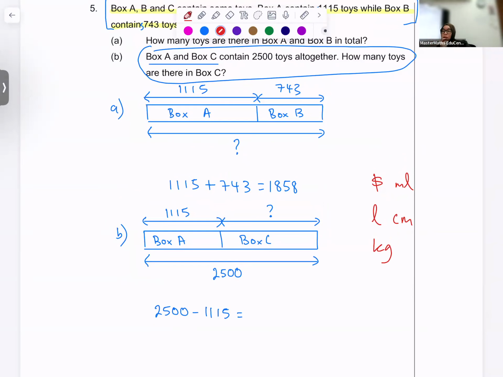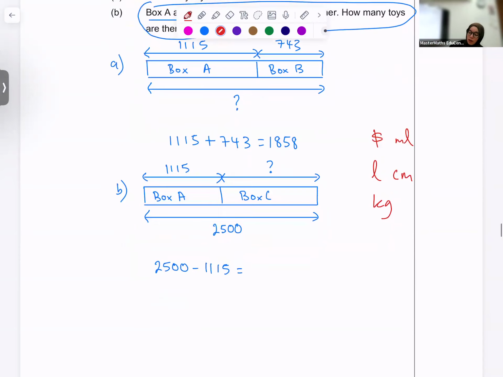Naila, do you have the answer for B? Do you need help? Okay, come, let's work it out together, okay? So, for B, 2,500 minus 1,115. Okay, let's work this out together. Okay, first, Naila, 0 can minus 5 or not? Cannot. Is there anything to borrow from here? Don't have. If there's nothing to borrow from here, then we borrow from the next place together.